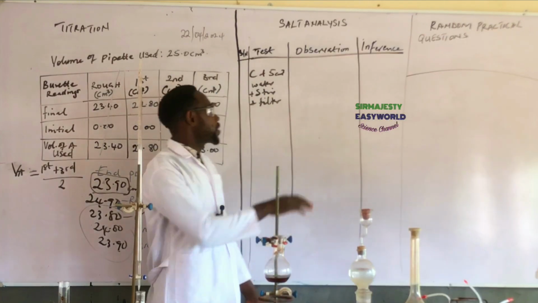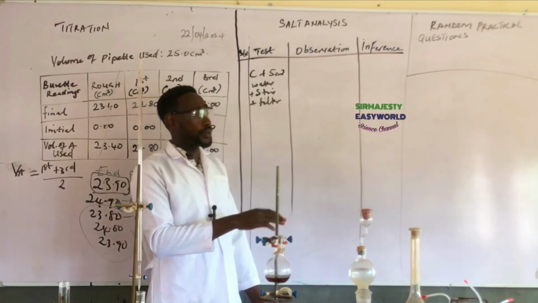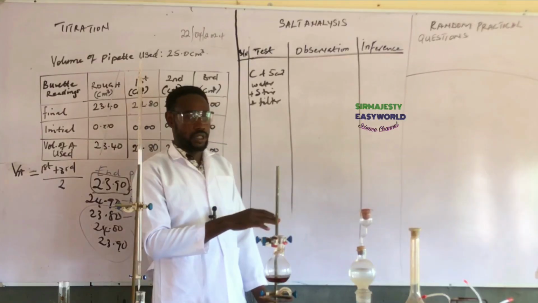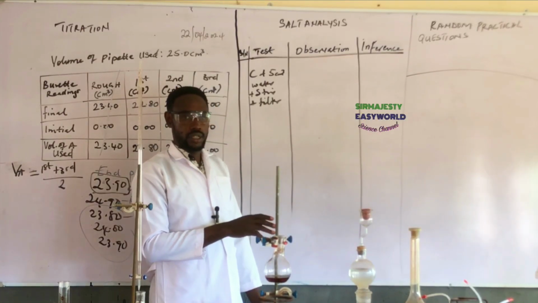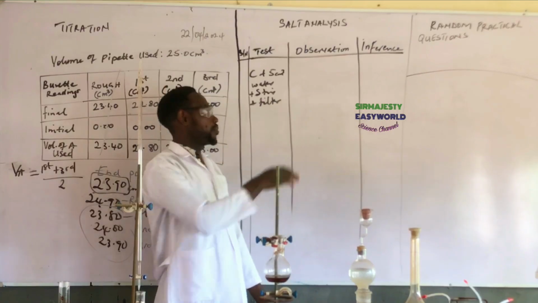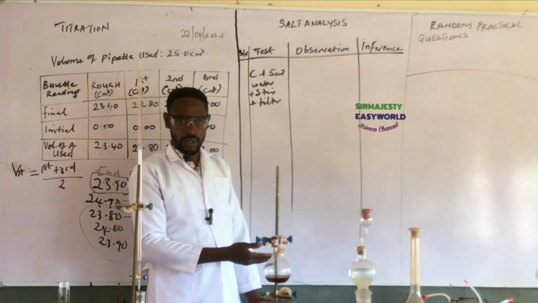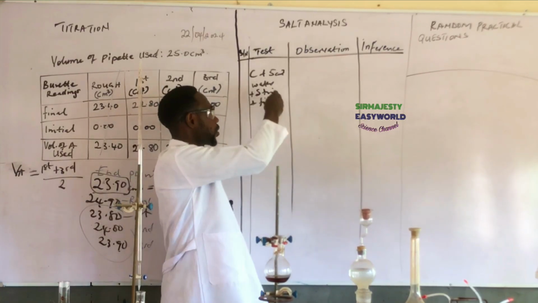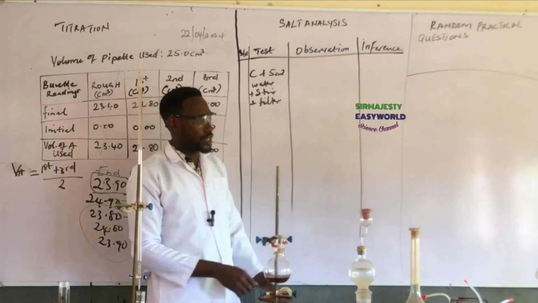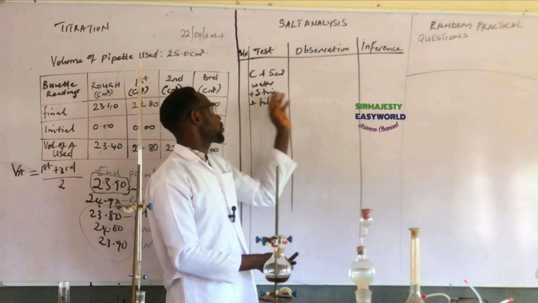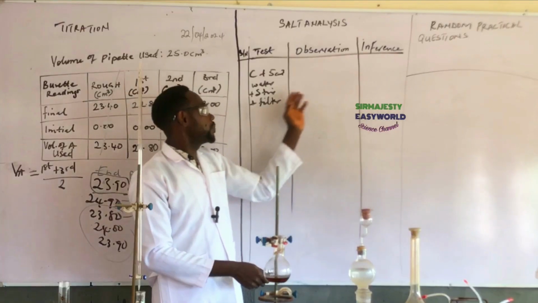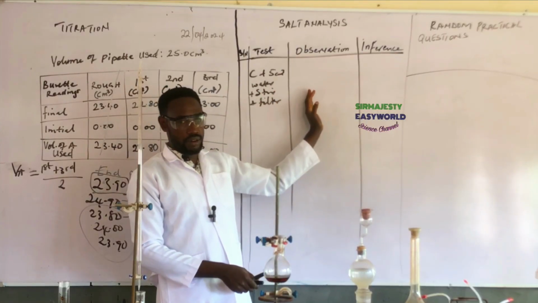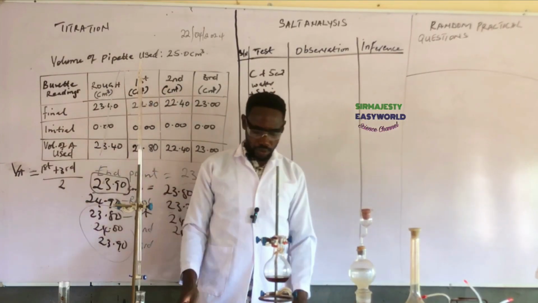So under observation, you write exactly what happened. C dissolves to form a colorless filtrate and black residue. Do you understand that now? So you report the color of the filtrate, the one that passes, and the color of the residue. Your inference is just to say that C is a mixture of soluble and insoluble salt. What if the whole C dissolves without any residue? Say C is a soluble salt.